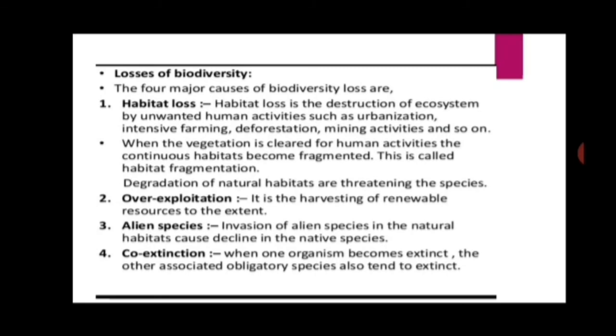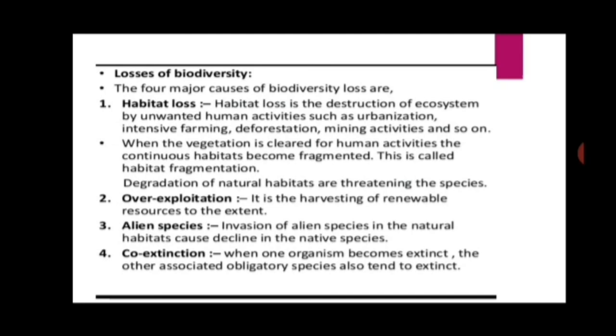The last of the evil quartet is co-extinction. Students, in the last chapter, we had learnt about mutualism, and there we discussed plant pollination mutualism. When a species becomes extinct, a plant or animal species that is obligately dependent on it will also become extinct. For example, if by chance an insect species which is a pollinator becomes extinct due to some natural problem, then the plant of which this was a pollinator shall also become extinct.